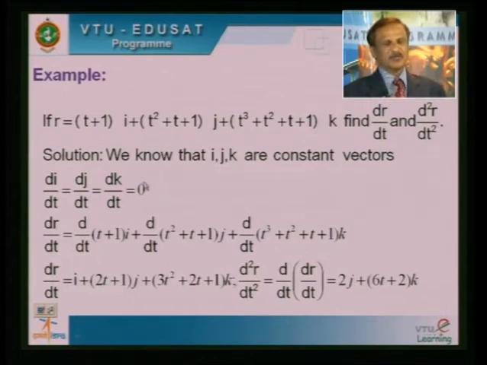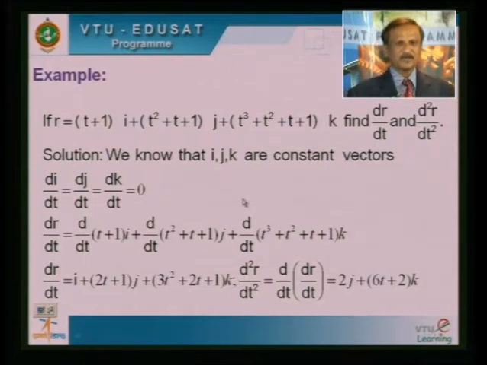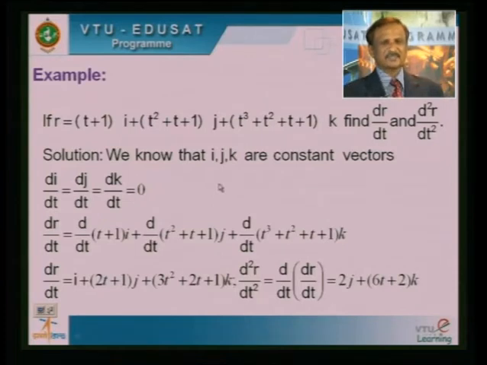Right? Friends, we know that i, j, k are constant vectors. And just now I have said that if you differentiate a constant vector, we will get 0. So if I differentiate i with respect to t, I will get 0. If I differentiate j with respect to t, again I will get 0. Similarly, if I differentiate k with respect to t, I will get 0. So that's why I have written here di by dt is equal to dj by dt is equal to dk by dt is equal to 0. Right? So similarly, you can find the derivative of r with respect to t. It means that d by dt of, you can write the first component. What is the first component?